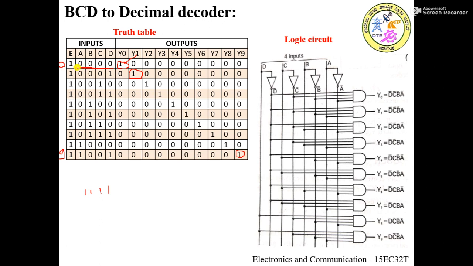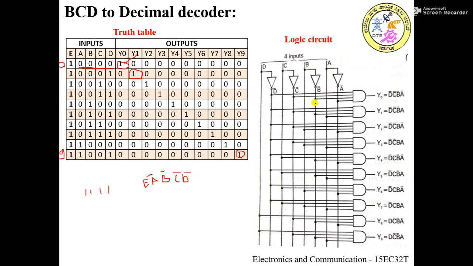If you multiply the input literals, it will be E into A bar multiplied with B bar multiplied with C bar multiplied with D bar. The expression for y0 will be E into A bar into B bar into C bar into D bar.